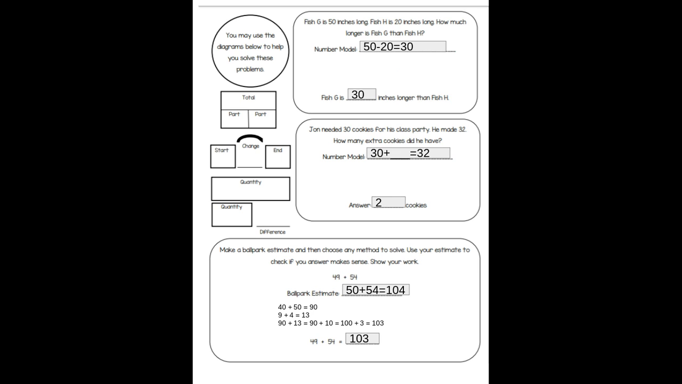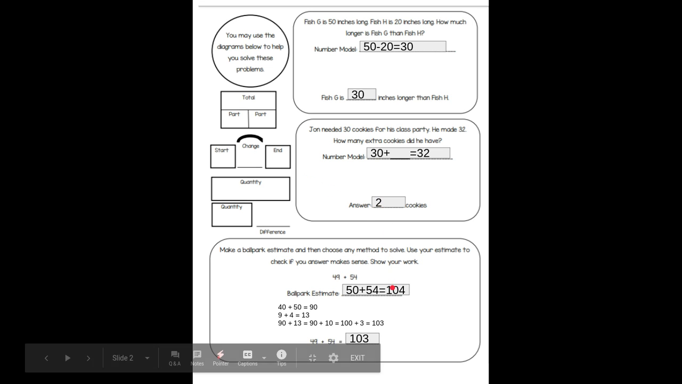Our next number story, John needed 30 cookies for his class party, but he made 32. So how many extra cookies did he have? So one way to solve it is to think, okay, 30 is what he needed, but he made 32. How many extra cookies did he have? 30 plus what is 32? We also could do a start, change, end. We could say, all right, our starting number was 30 is what he needed, but he made 32. What was the change? And the answer is 2.